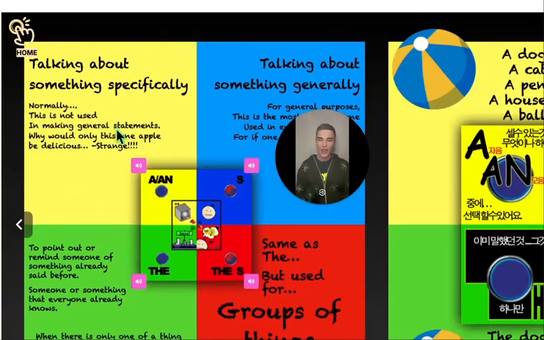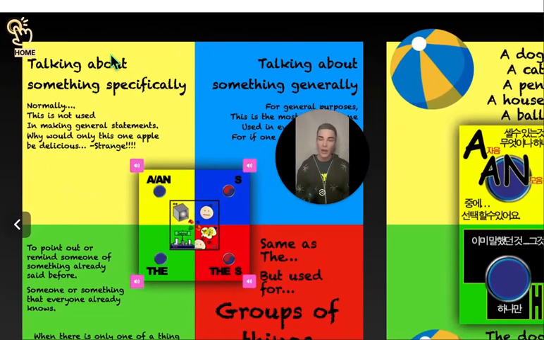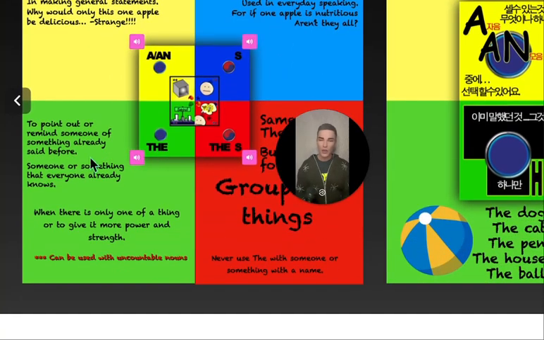So, okay, A or AN, each of these goes to the corresponding color. For A or AN, we're talking about something specifically. Normally, this is not used in making general statements. Why would only this one apple be delicious? That's very strange. Let's go to THE. THE, also singular, is to point out or remind someone of something already said before. Something that we both know, someone or something that everyone already knows.